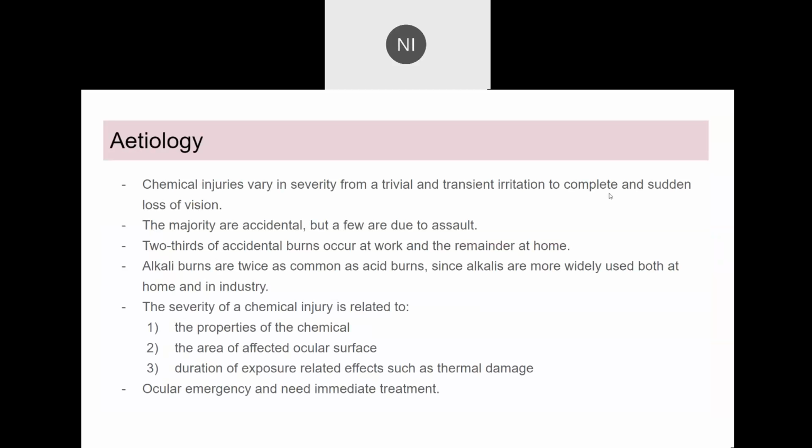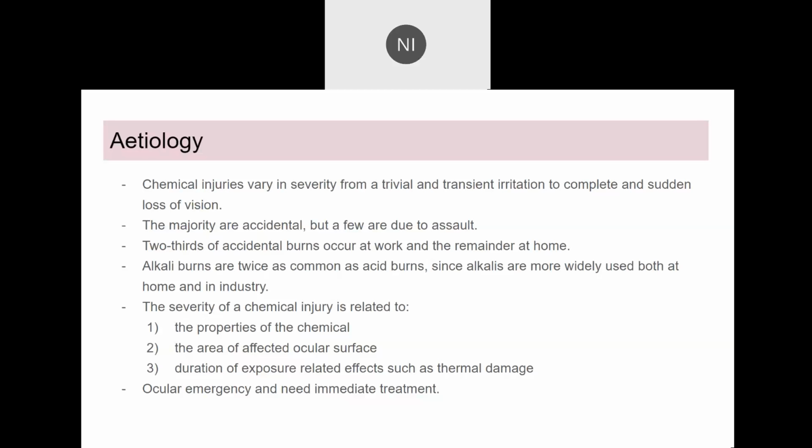So the symptoms of chemical injury vary from mild irritation to complete and sudden loss of vision. The rigidity of the cornea is limited, but assault is the most common method of burns, though they also occur at work and at home. Alkali burns are twice as common as acid burns, and alkali is quite commonly used in industry.